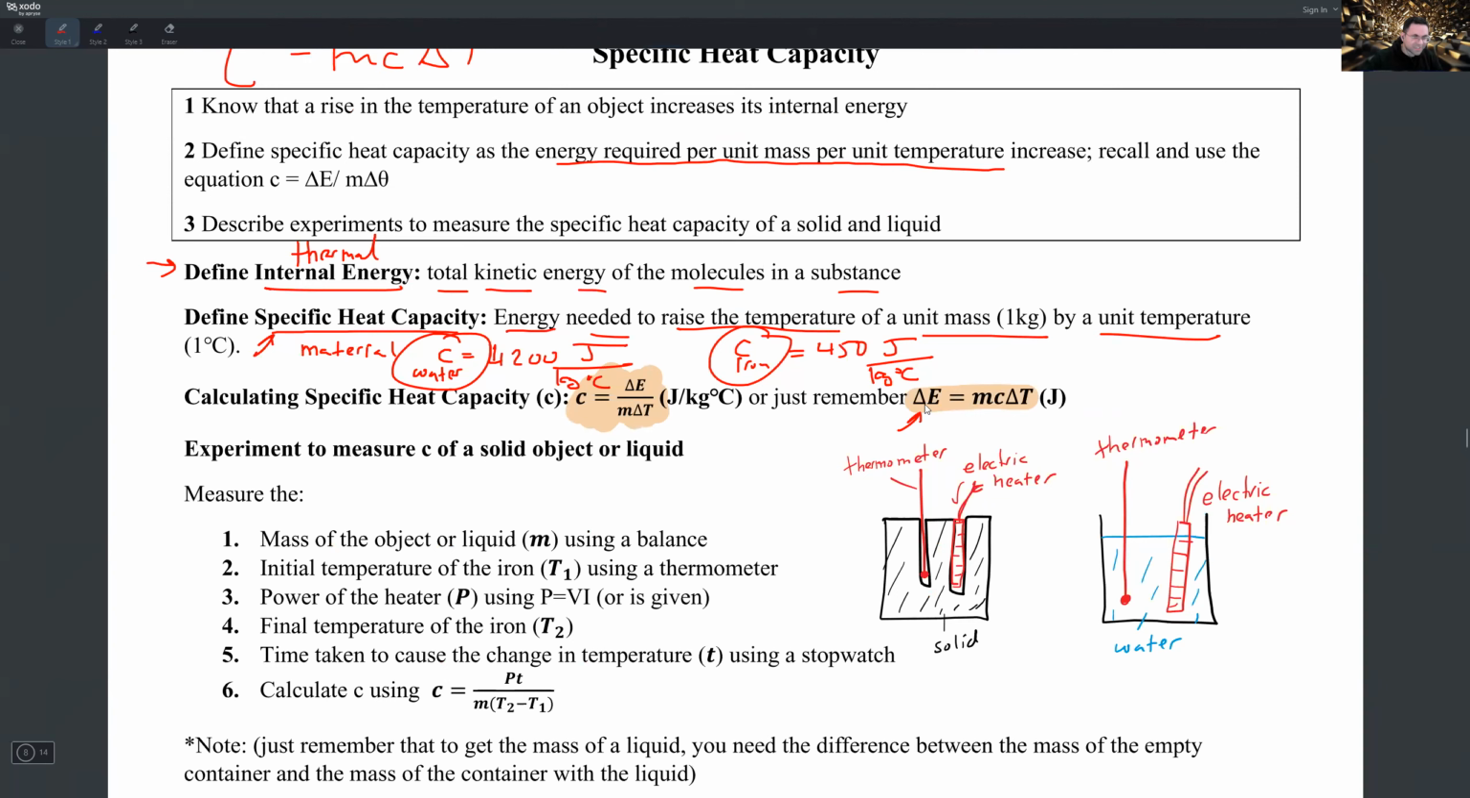بصوا حتى على الديفينيشن بتاعت specific heat. The energy needed to raise the temperature. هي مش التوتال energy اللي جوه الاوبجكت دلوقتي حالا.